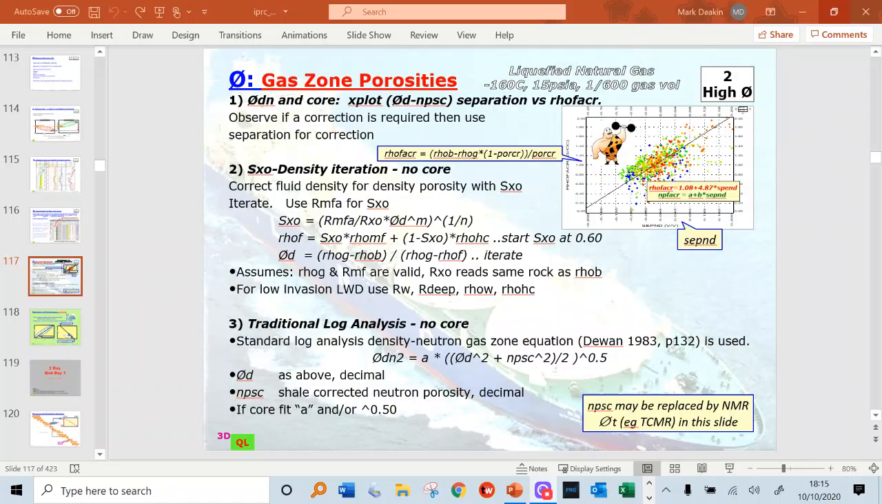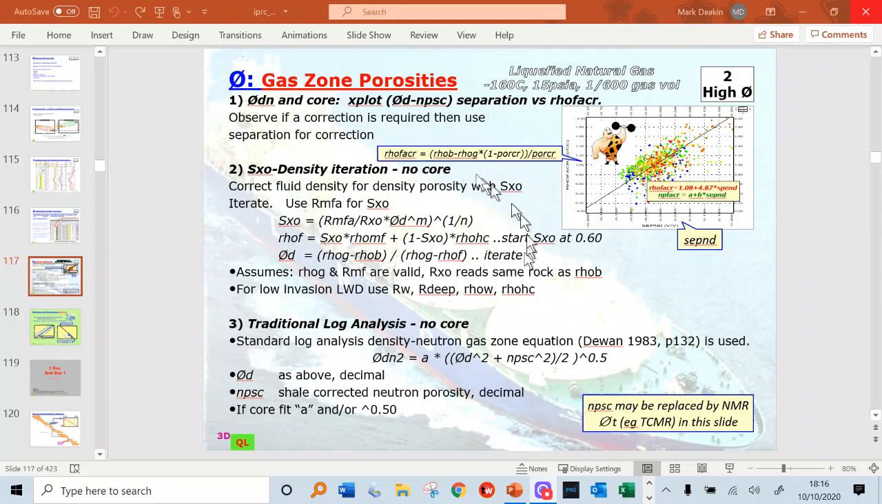There are, of course, other methods for gas zones. The famous one perhaps is the Shell method, which is just iterating the density and the Sxo parameter, which I don't actually like. I mean, it's a nice little neat method, but I don't think it works very well in real life. It's one of these Shell ideas that is popular, but I don't think it's particularly good myself.